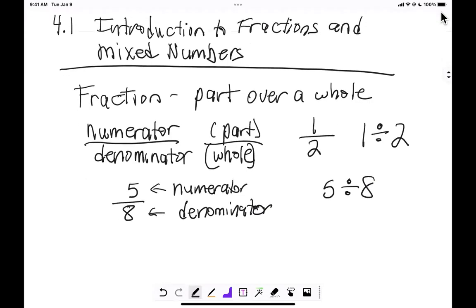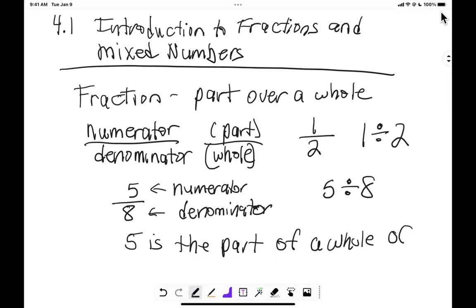And if I think of it as part of a whole, 5 is the part of a whole of 8. So 5 out of 8 means I have 5 things out of 8, whereas 5 out of 8 as part of a whole.